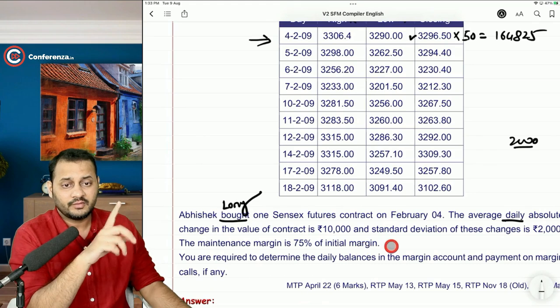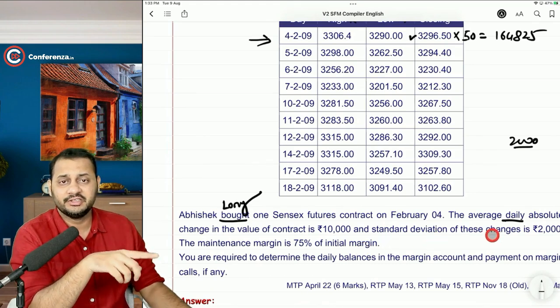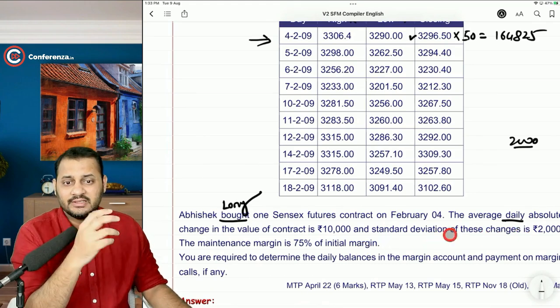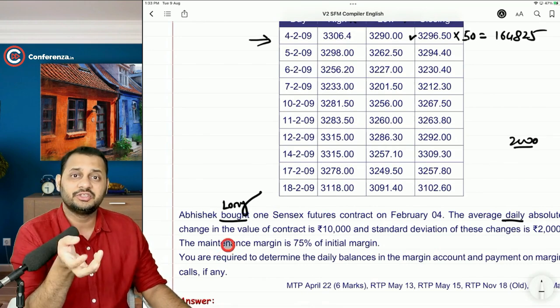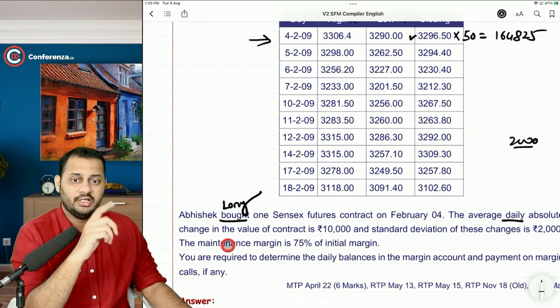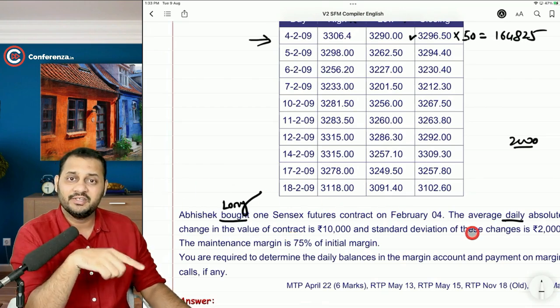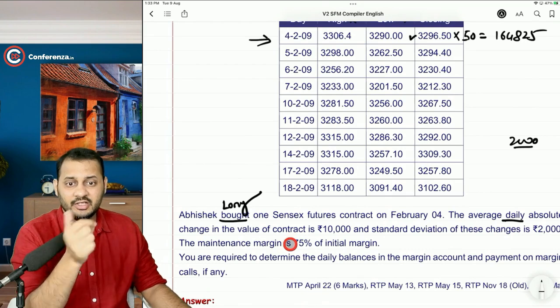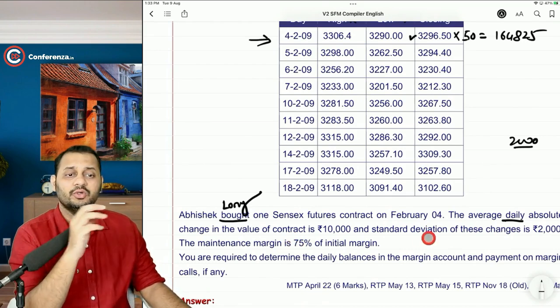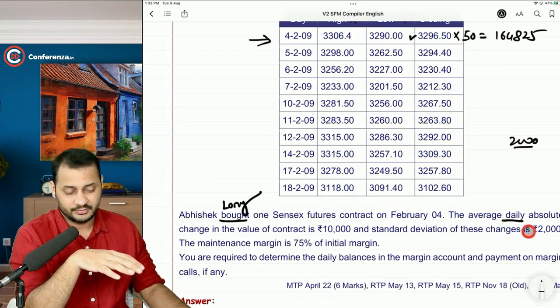And the standard deviation of these changes is 2,000 rupees. It means that this absolute change can also change. First of all, this absolute change is changing the Sensex futures, but the standard deviation is changing the absolute change itself. So the absolute daily change can also go up and down by 2,000 rupees.